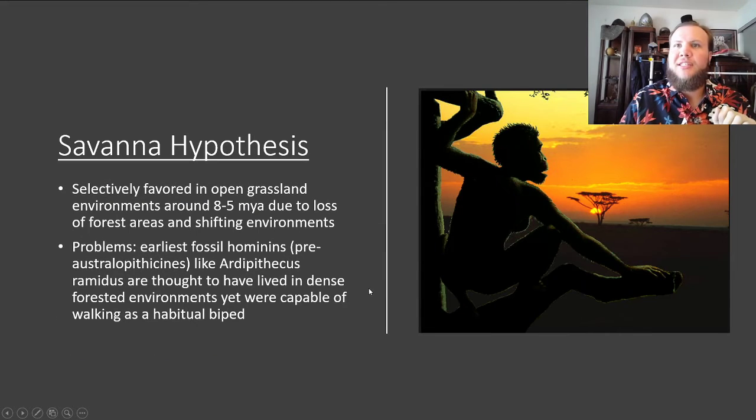Okay, so first you have the savanna hypothesis. This was proposed in the early 1930s, so this is one of our first hypotheses of bipedalism, put forward by Raymond Dart, who's a pioneer in this field. It proposed that bipedalism was selectively favored in open grassland environments around 8 to 5 million years ago due to loss of forest areas and shifting environments.